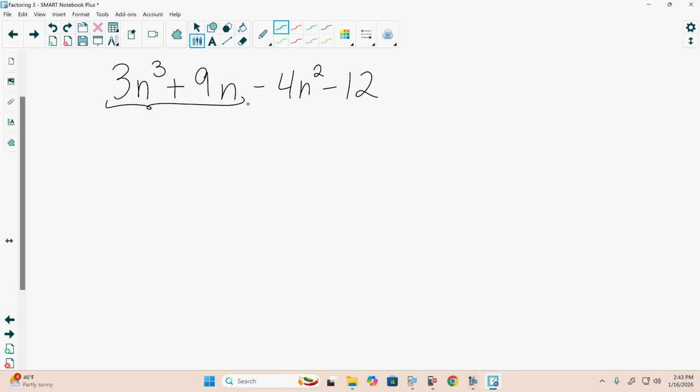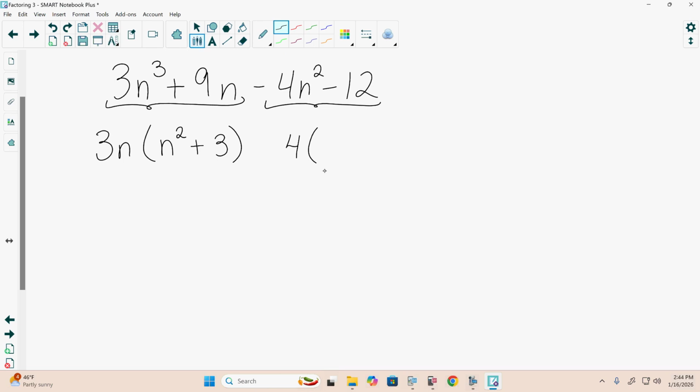Well, 3n cubed and 9n have a greatest common factor of 3n, yes? If I factor the 3 out of 3n cubed, it's going to factor out completely. If I factor the n out of n cubed, I get n squared. Plus 3. n factors out completely. 9 divided by 3 is 3, yes? If I look at the second set of terms, they do have a common factor of 4. But if you notice, both signs are negative, yes? Those signs inside the parentheses are both positive. So I am going to have to adjust for that sign error.